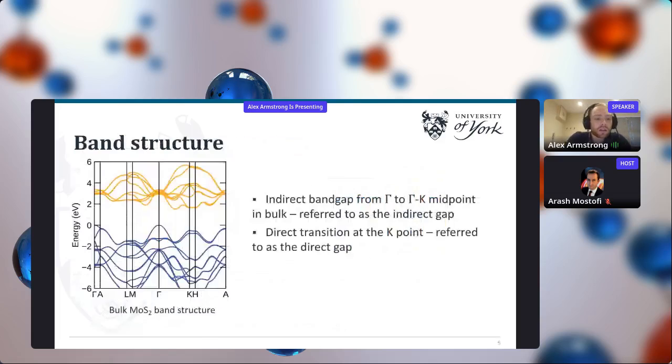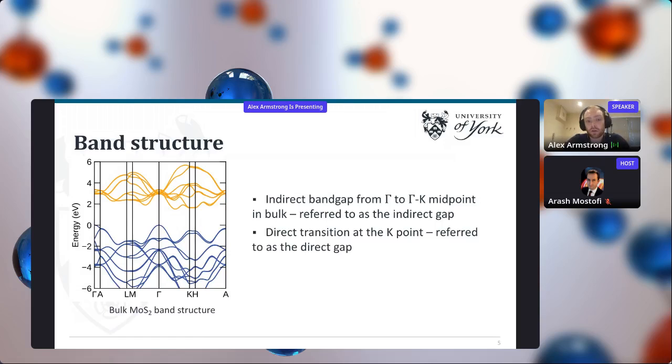Okay, so I've included here just a band structure of the bulk molybdenum disulfide. This is just to show what transitions I'm talking about. The indirect band gap that we measure in the bulk is from the gamma point to the K point, as you can see, to the gamma K midpoint, as you can see here.